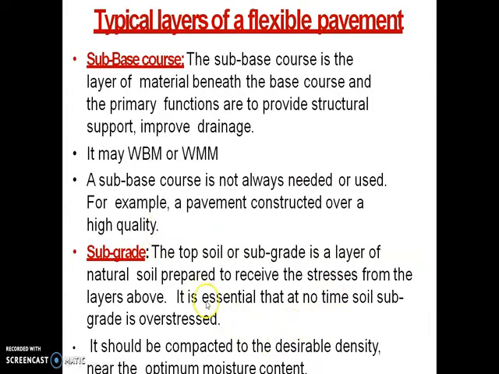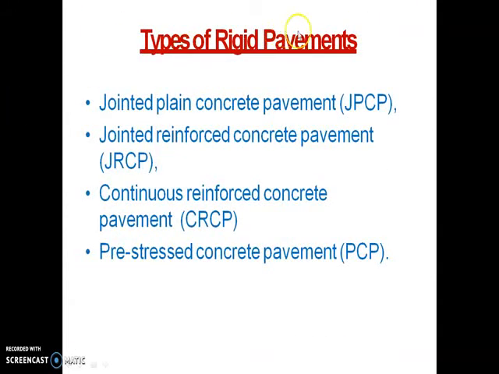Jointed plain concrete pavements, JPCP, jointed reinforced concrete pavement, JRCP, continuous reinforcement concrete pavement, CRCP, pre-stressed concrete pavement, PCP. Next one, jointed plain concrete pavement. Constructed with closely spaced contraction joints, dowel bars or aggregate interlocks are normally used for load transfer across joints. They normally have a joint spacing of 5 to 10 meters.